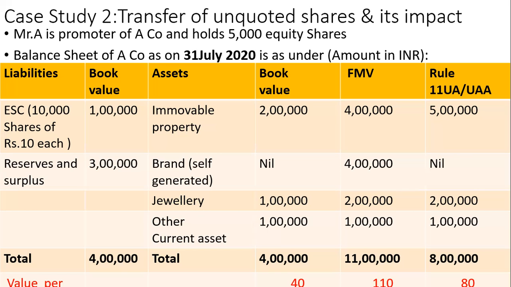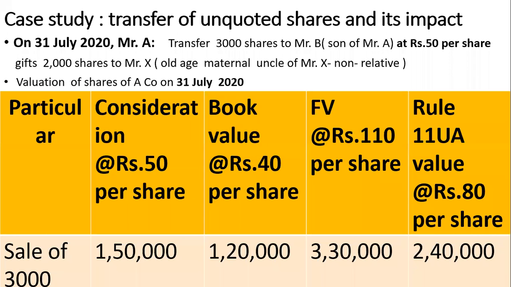when goodwill I purchase is self-generated, it has a value, and it always generates cash flow in the years. So for the purpose of fair market value, it will be added to the valuation. Jewelry is as per jewelry valuation, other current assets at fair market value. So for the purpose of fair market value, it will be 110, but under Rule 11UA, it will be 80. So now the case study goes further like this.